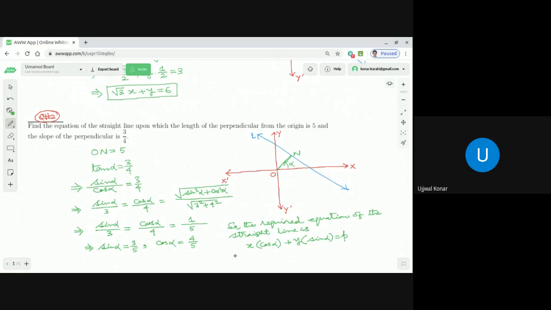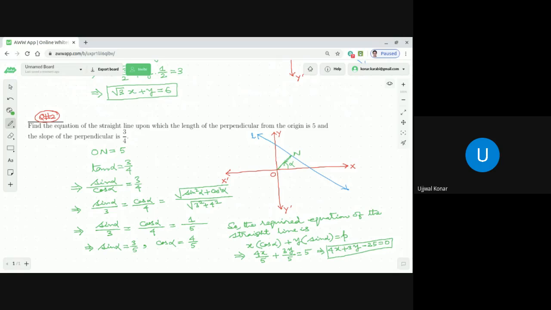That implies cos alpha is equal to 4 by 5, so 4x by 5, plus sin alpha equal to 3 by 5, so 3y by 5, and p is equal to what? That is given as ON, that is equal to 5. So this implies 4x plus 3y minus 25 is equal to 0. This is the equation of the required straight line.